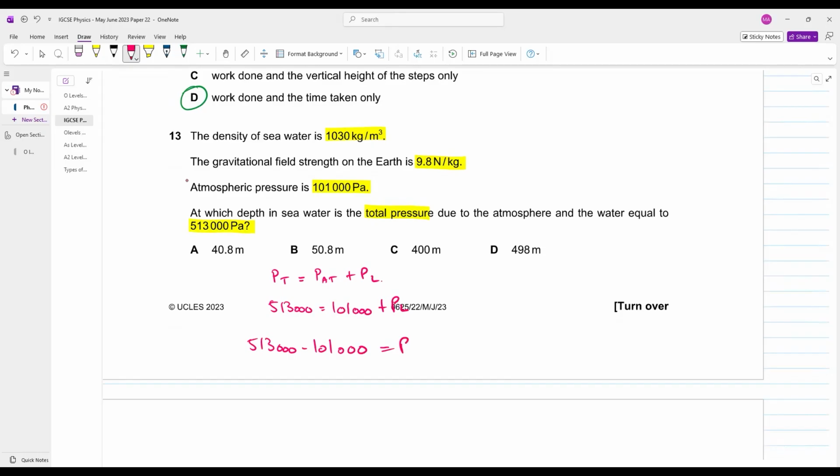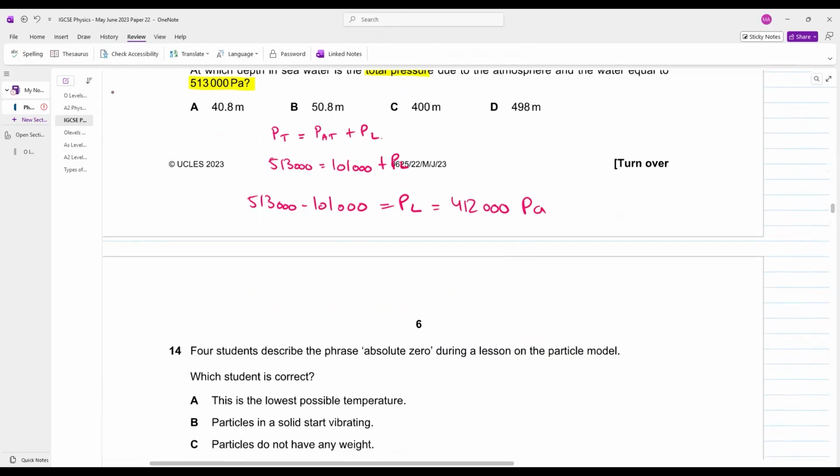101 is equal to the pressure of the liquid. 51300 minus 10100. The pressure of the liquid comes out to be 412000 pascals. Okay. Pressure of the liquid comes out to be 412,000 pascals.